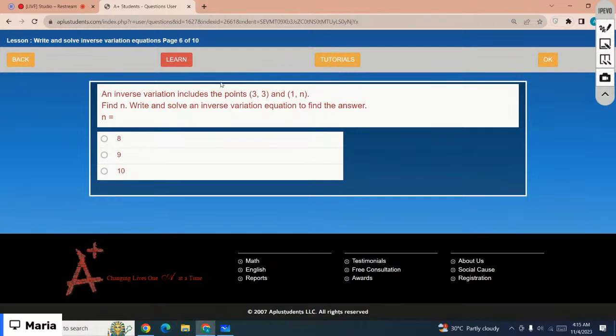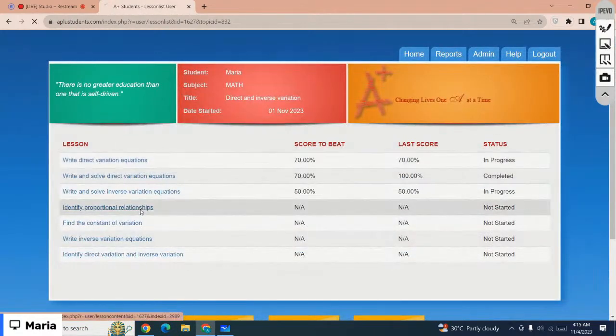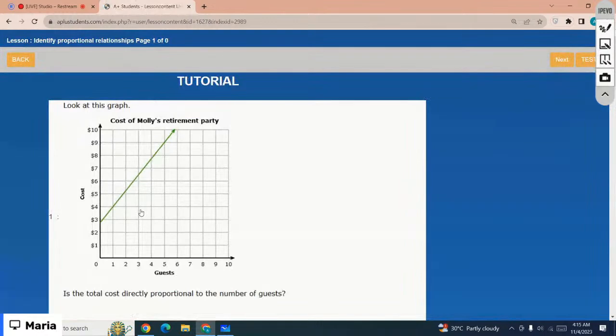Okay, the next lesson is identify proportional relationships. Let's just start with the lesson. Okay, look at this graph. Is the total cost directly proportional to the number of guests? Okay, so just look at the graph. Here is the guest and here is the cost, right? You can see as guest is increasing 5, 6, 7, 8, the cost is also increasing 5, 6, 7, 8, right?